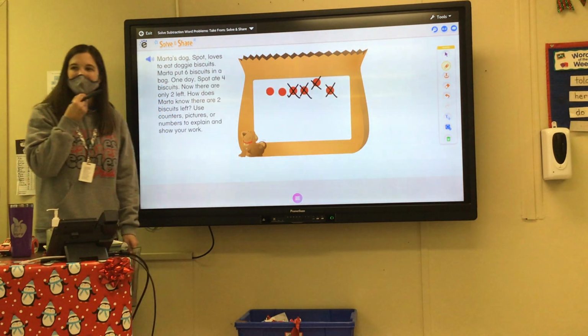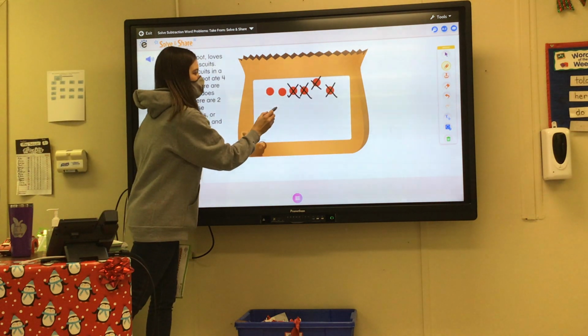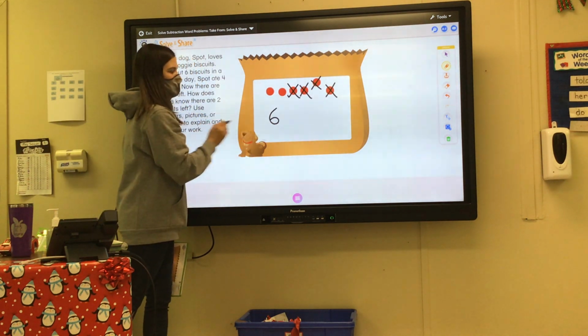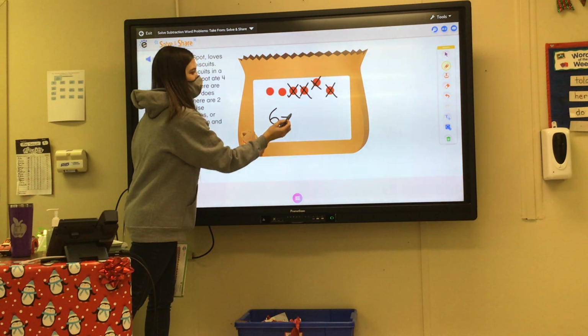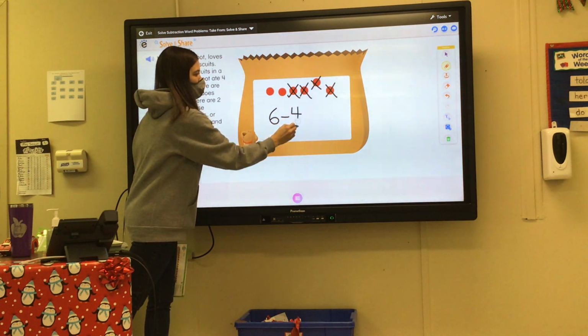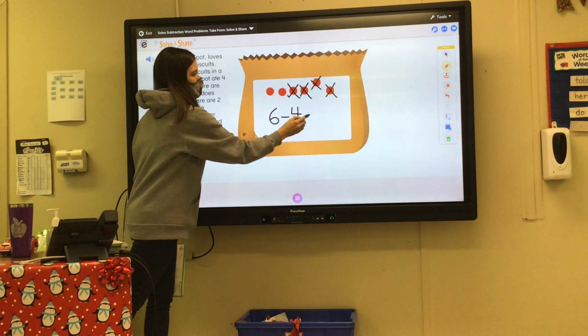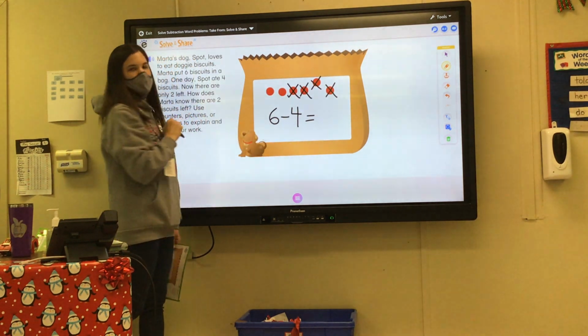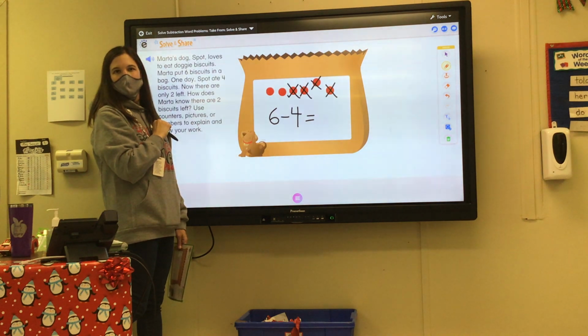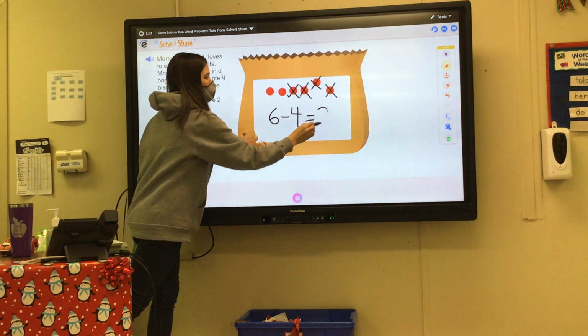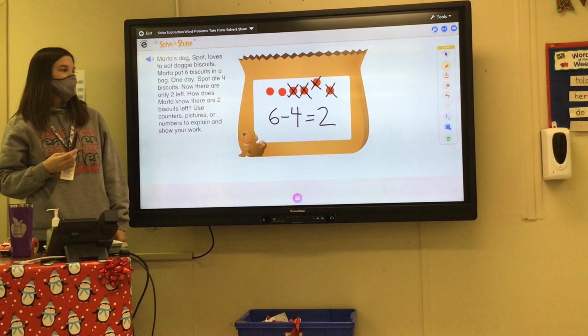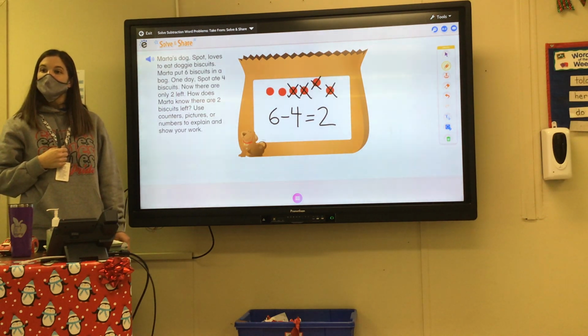So we can write our equation. We started with 6. We take away 4. 6 minus 4 equals how many were left? 2. So 6 minus 4 equals 2.